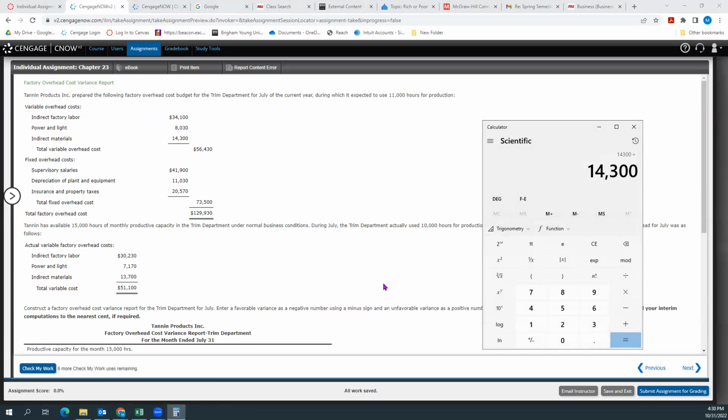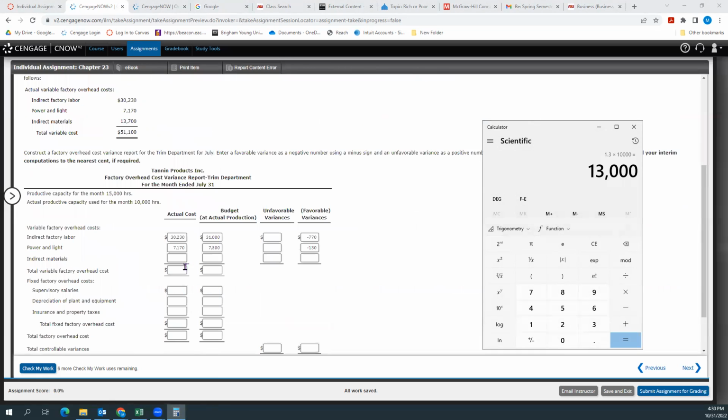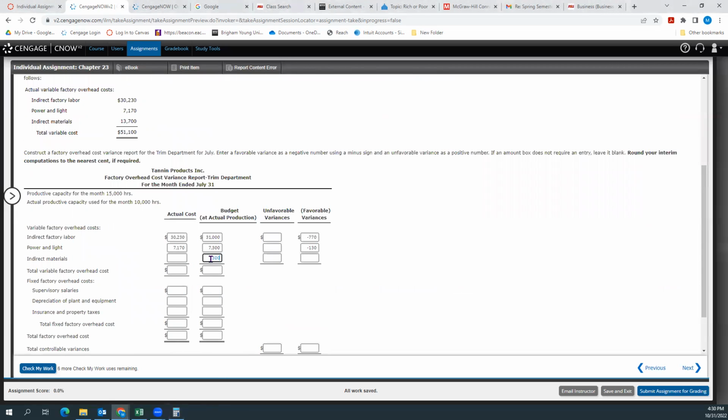So indirect materials, 14,300 was the budget. And since that was for 11,000 hours, we'll divide that by 11,000. So $1.30 per hour, multiply that by 10,000, and we get 13,000. We budgeted 13,700. So the difference, 13,700 minus 13,000, we'll see in this case is going to be an unfavorable variance of $700.